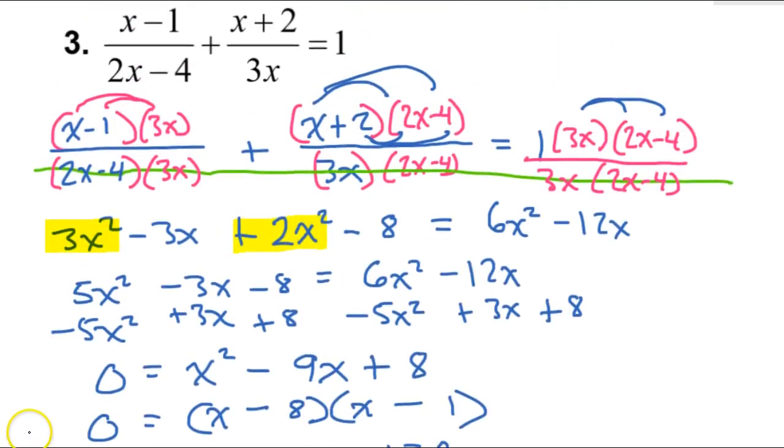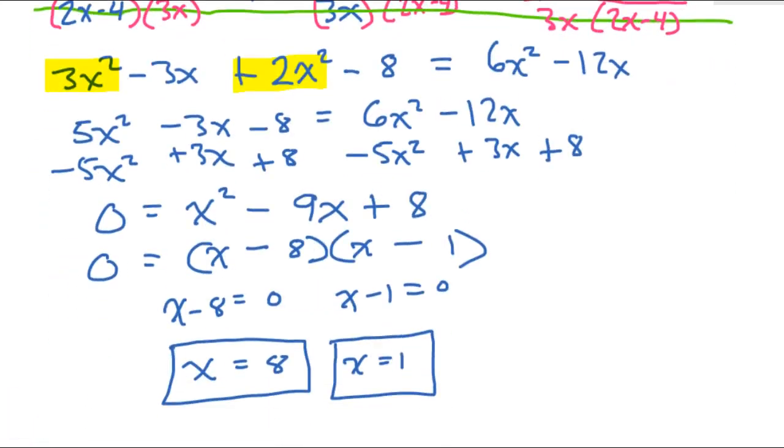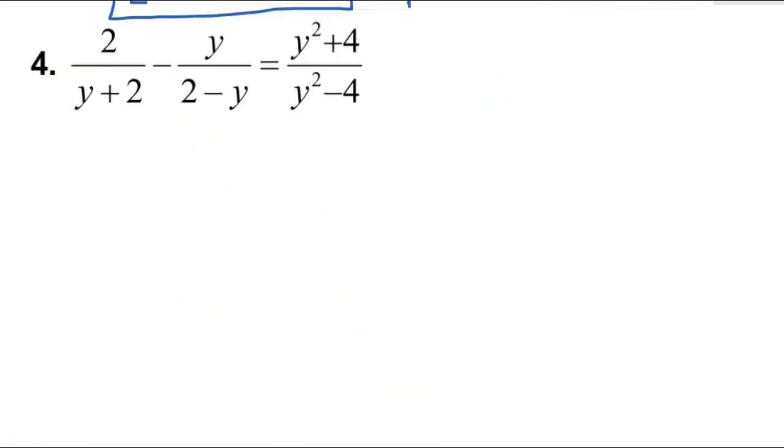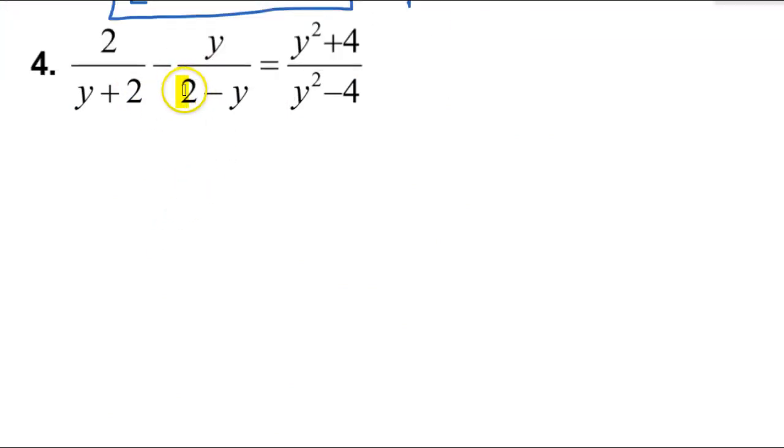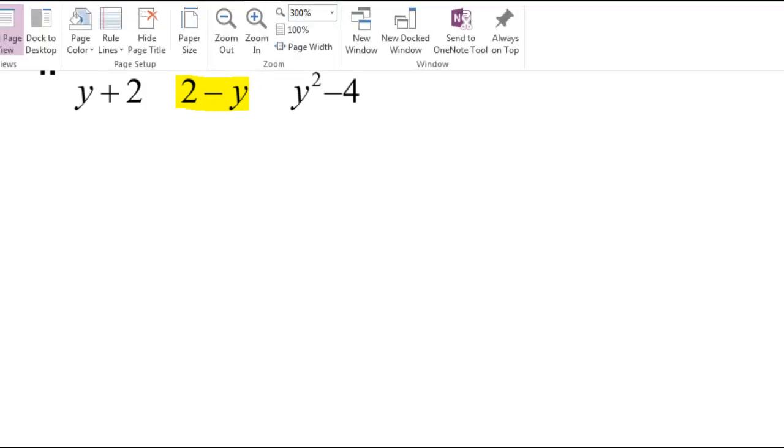All right, so that was problem number 3. All right, problem number 4 has this one extra little weird step to it that I have to deal with. Can you see how this is backwards? We need to fix that.